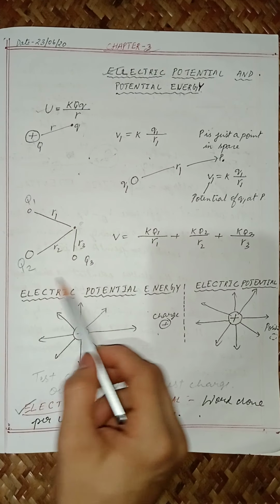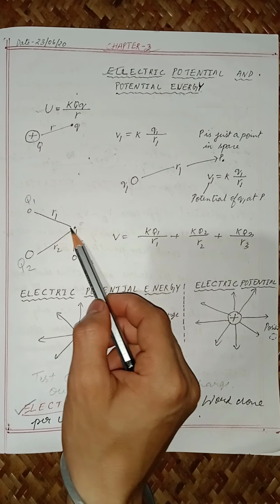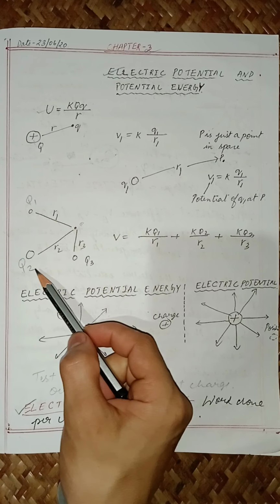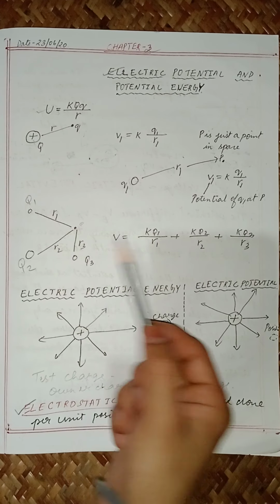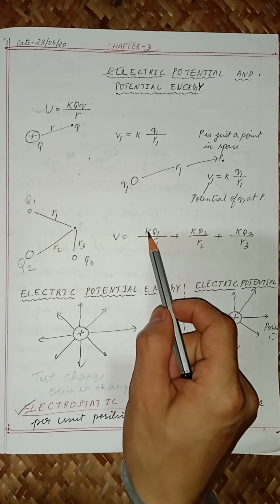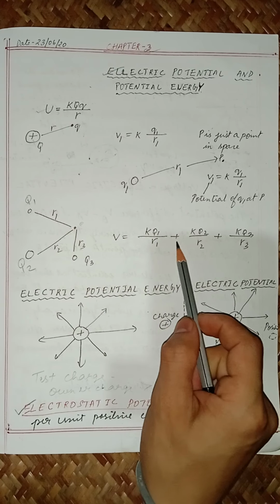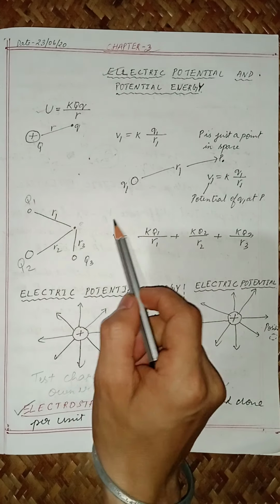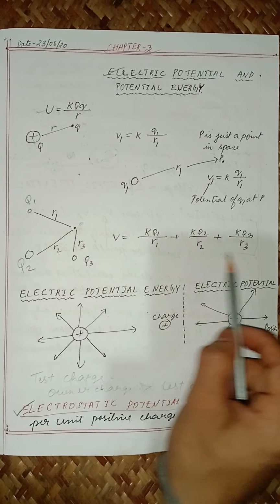Suppose another example is also taken here. The distance from the point to q1 is r1, to q2 is r2 and to q3 is r3. So we can write electric potential as V is equal to k q1 by r1 plus k q2 by r2 plus k q3 by r3. This is the formula for writing the electric potential.